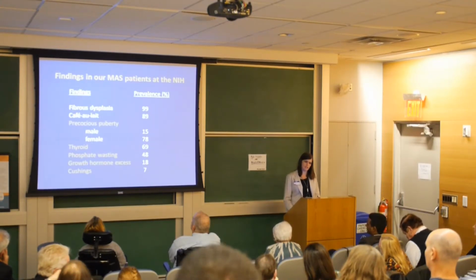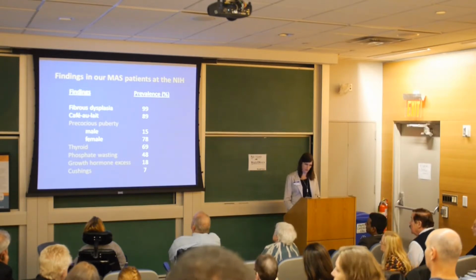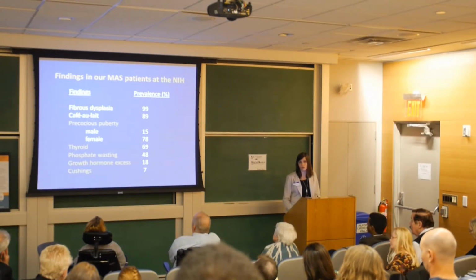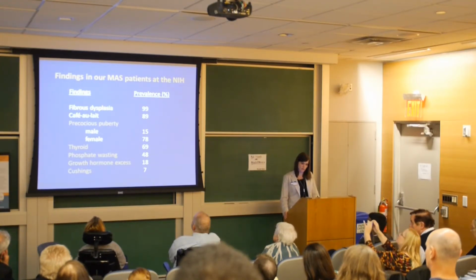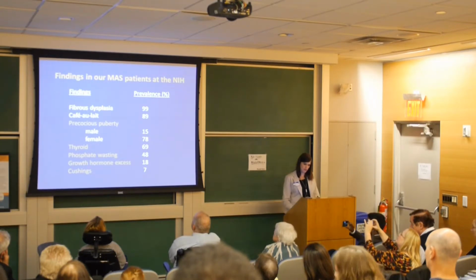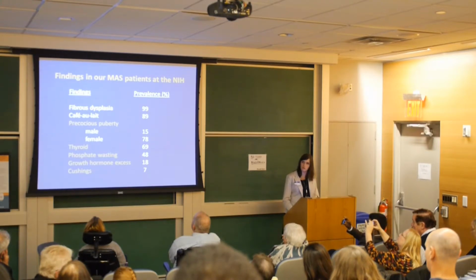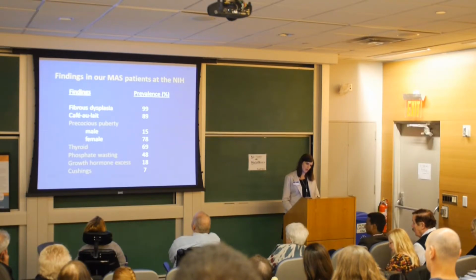These are the findings in our MAS patients at NIH. Most of our patients have some type of endocrine complication. But as we heard in the registry talk today, we don't know if this is representative of the entire population of patients with McCune-Albright syndrome. These are just the patients we've seen at the NIH. But still, useful information. We know that precocious puberty and hyperthyroidism tend to be the most common complications, that phosphate wasting is relatively common as well, and that growth hormone excess and Cushing's are much less common.